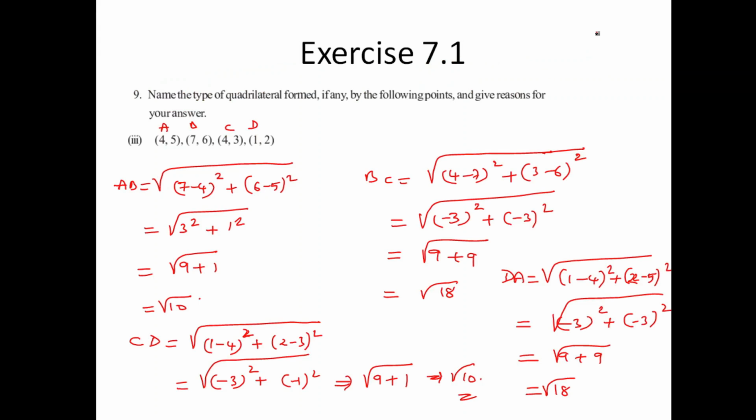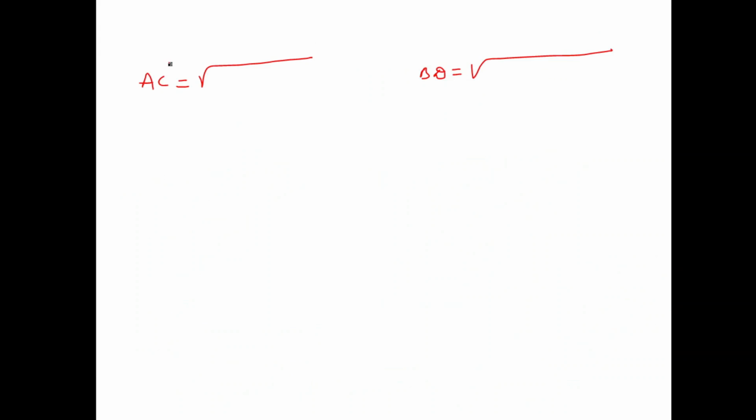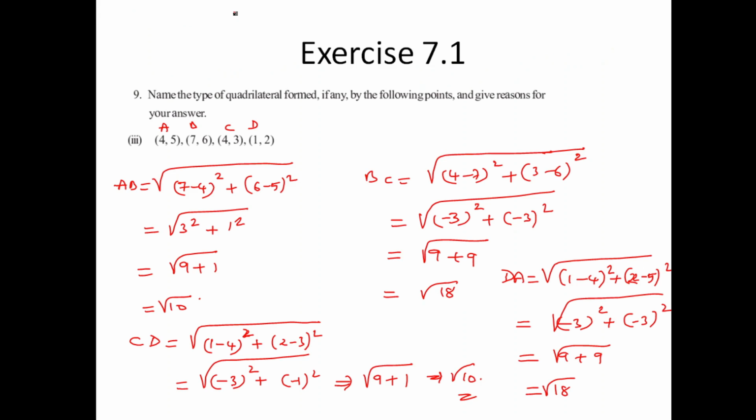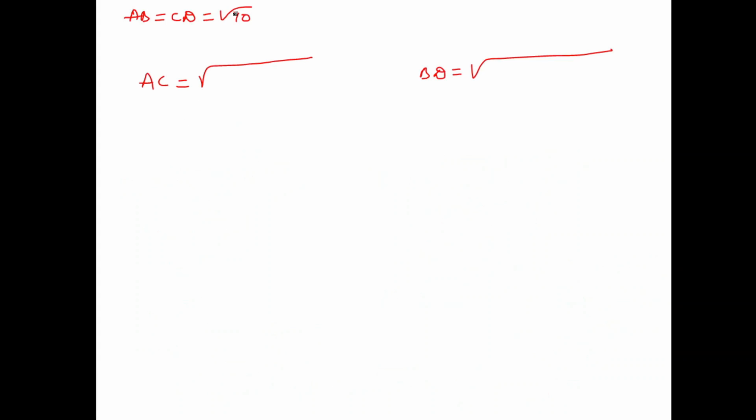So now you need to find the diagonals AC and BD, right? The AC diagonal you need to find, and the B to D diagonal also you need to find. So AB is equal to CD. How much? Root 10, right? So similarly, let me write this one. BC is equal to DA, which is root 18. Okay. Root 18.